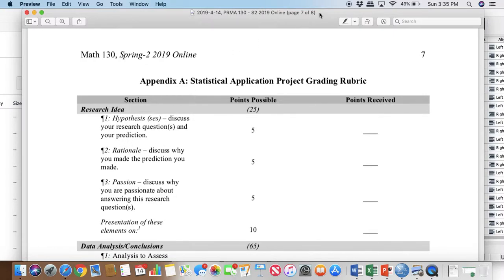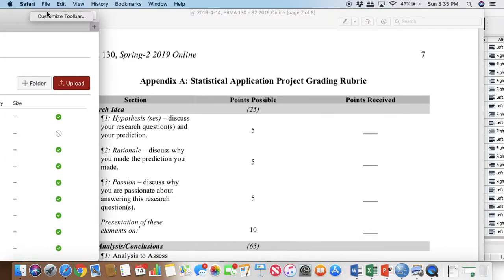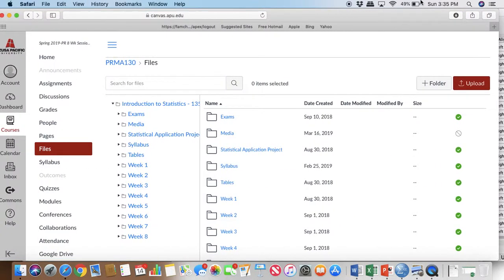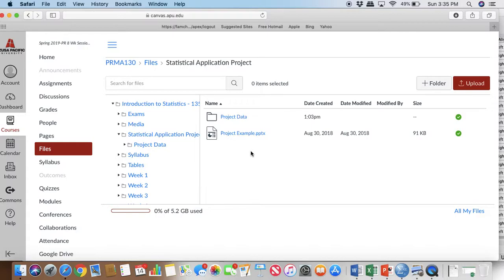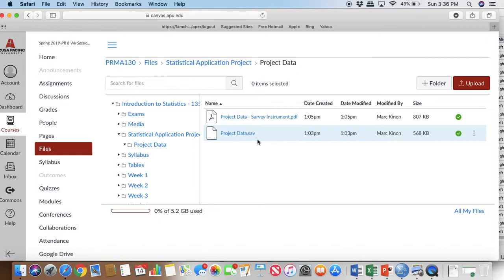So what is this going to look like? Well, let's go back to Canvas and let me show you where you're getting your data. If you're under Files and you go to Statistical Application Project, it might not let you do it. That's okay, sometimes Canvas doesn't work well. Okay, here you go, project data. We're going to be using the same SPSS data that we're using for our SPSS lectures and activities. So that's this data right here.